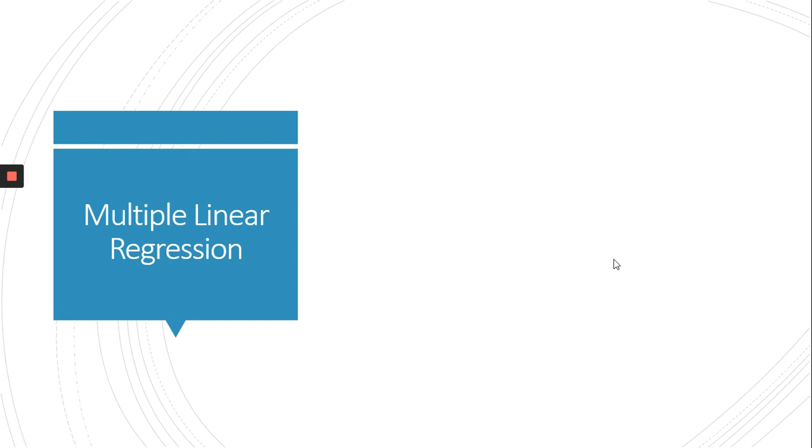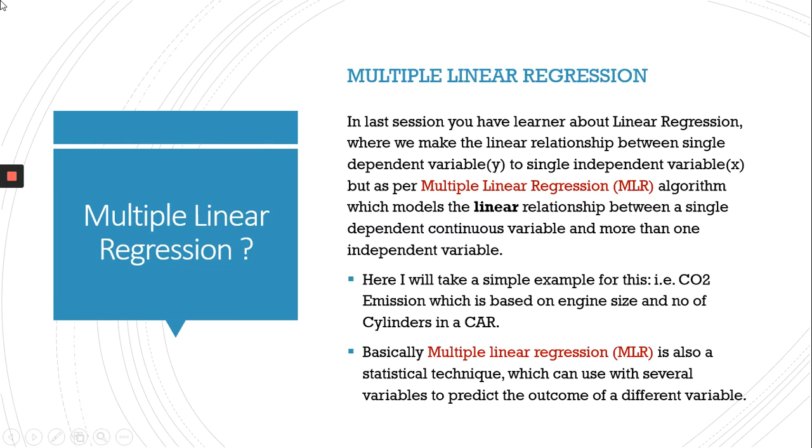Today I will let you know about multiple linear regression, which is one step further than simple linear regression. In the last session you learned about linear regression, where we made a linear relationship between a single dependent variable y and a single independent variable x. But multiple linear regression models the linear relationship between a single dependent variable y and more than one independent variable, like x1, x2 up to xn.